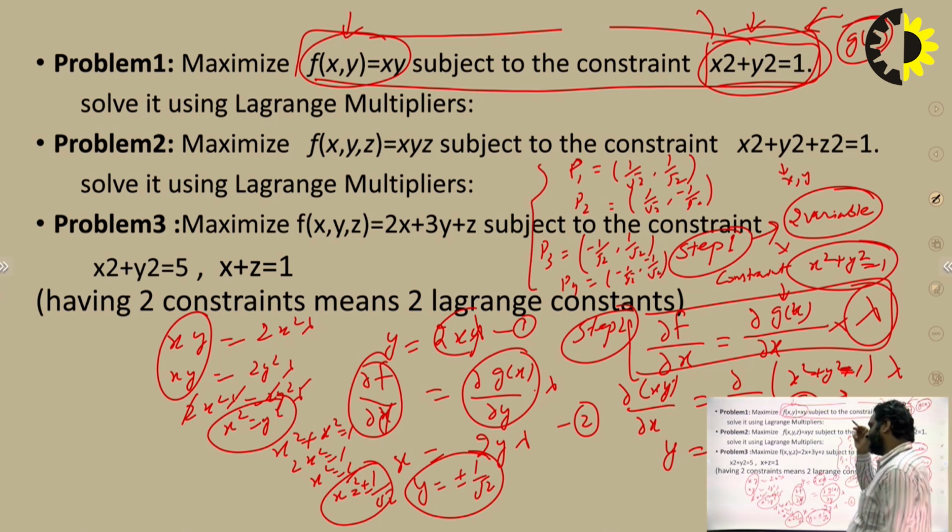So this is how we are getting 4 points. Now we need to find the maximum or minimum value. So we can put these 4 point values into the given objective function. When we give these point values to the function xy, x value is 1 upon root 2, then 1 upon root 2, it will be 1 upon 2. This is our first value.